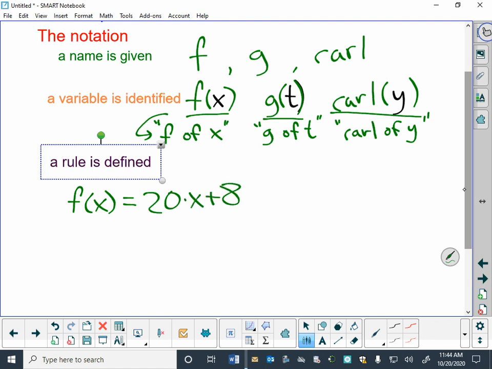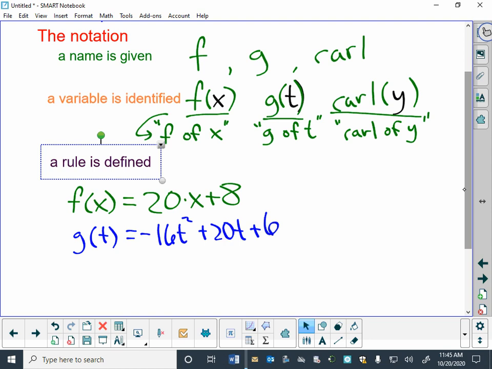So the variable in the rule that you're going to see is an x, and this tells you what to do to that x. It says multiply by 20 and then add 8. Okay. Our g of t, say our rule for g of t is going to be negative 16 t squared plus 20t plus 6.